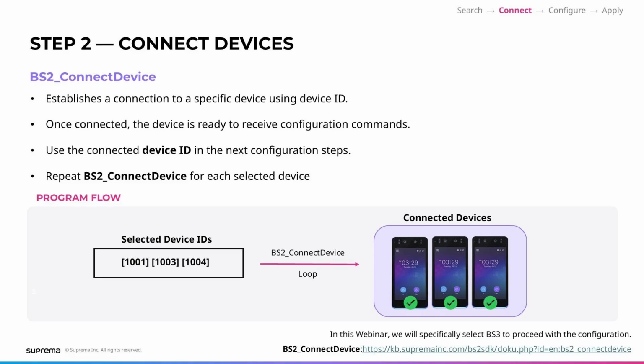Now that we've identified the target devices, the next step is to connect to them using BS2 Connect Device. This API establishes a connection to a specific device using its device ID. Once the connection is established, that device is ready for the next operations, such as applying configuration. In other words, the connected device ID becomes the handle we use in the following steps. In this program, we repeat BS2 Connect Device for each selected device. In today's webinar, we specifically select BioStation 3 devices and connect only to those devices.